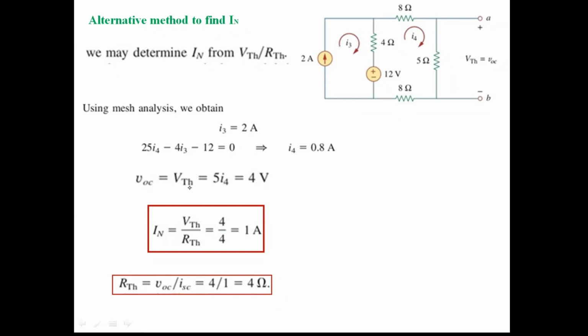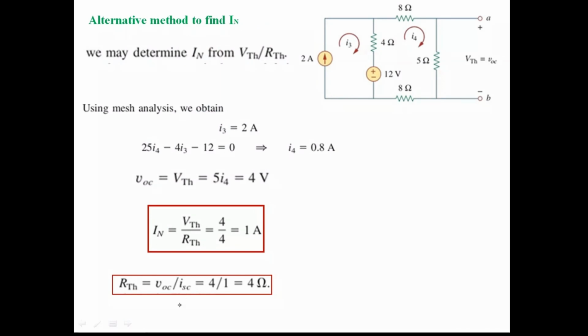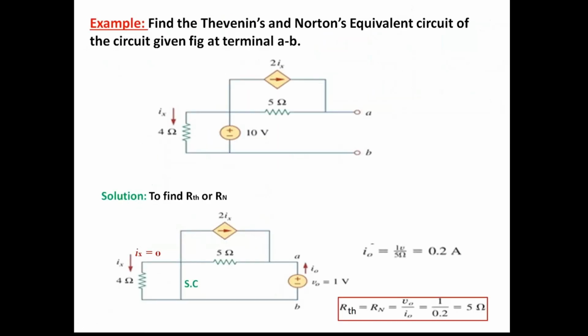So once you get the VTH, RTH already మన దగ్గర ఉన్నది. So your Norton's current will be equal to VTH by RTH, which is equal to 4 by 4, 1 ampere. Same answer you got here also. You please look at that 1 ampere. So from that method and from this method also, you will get the same answer in both the cases. So that is how you will get the Norton's equivalent.